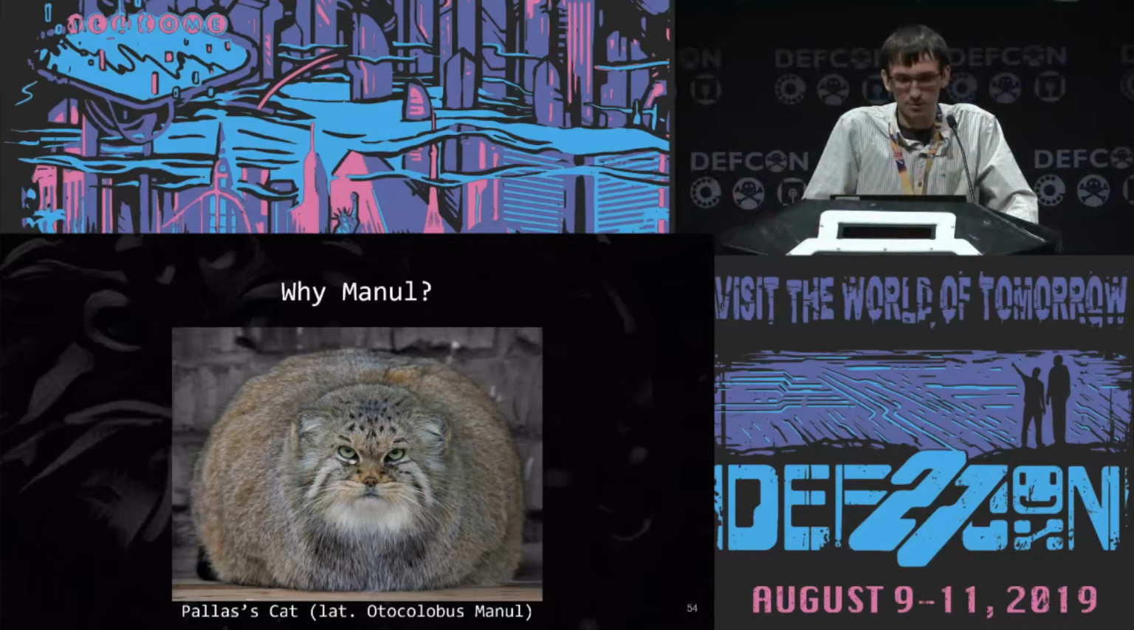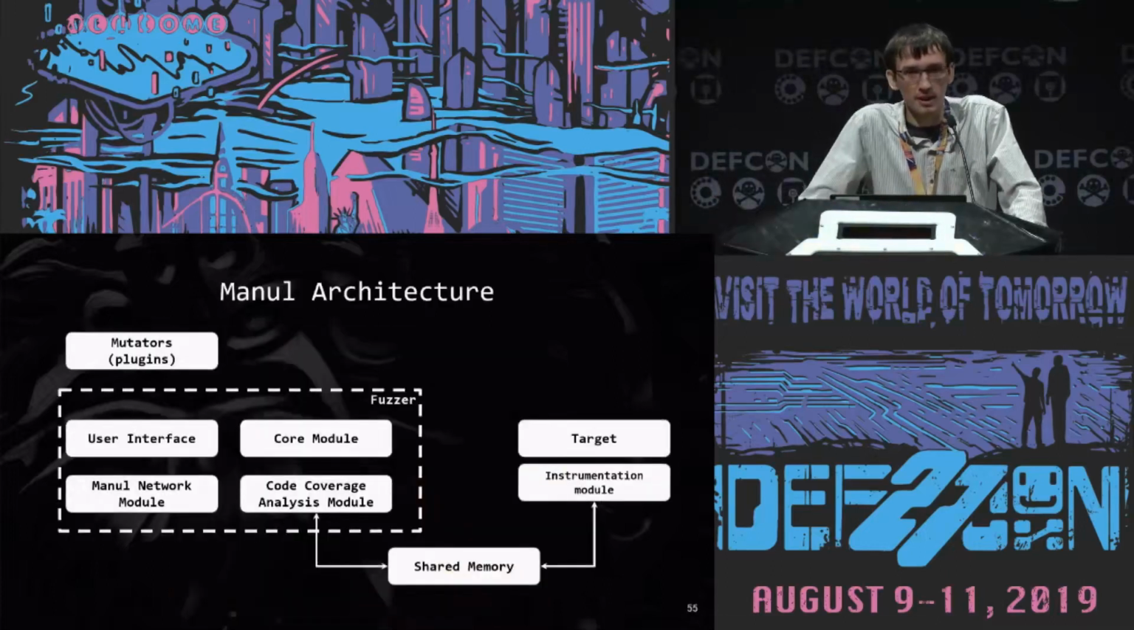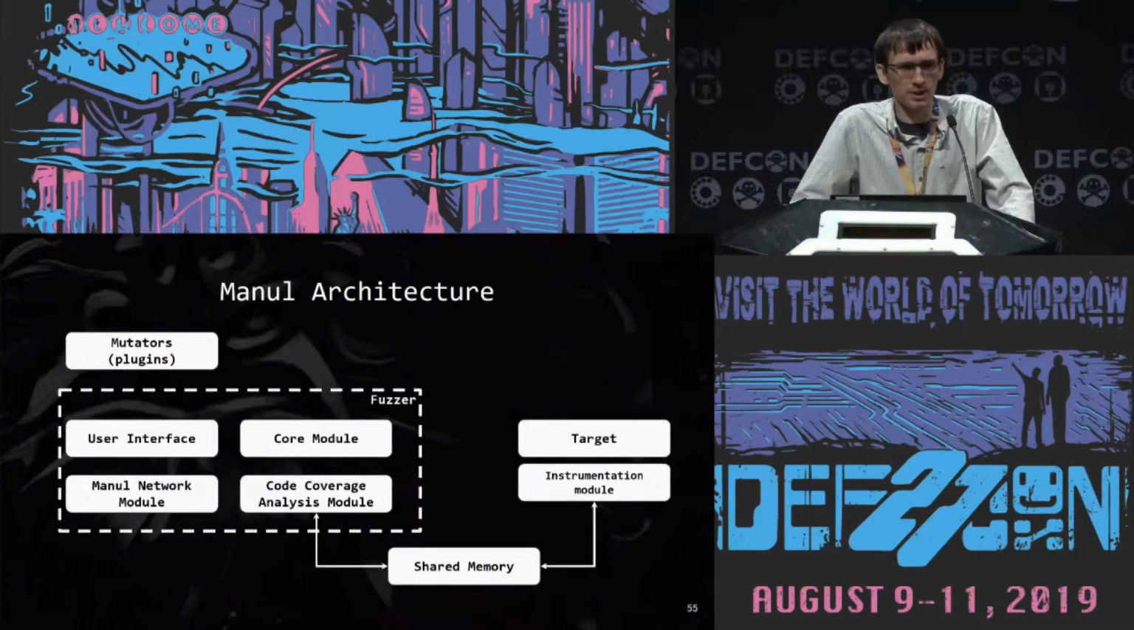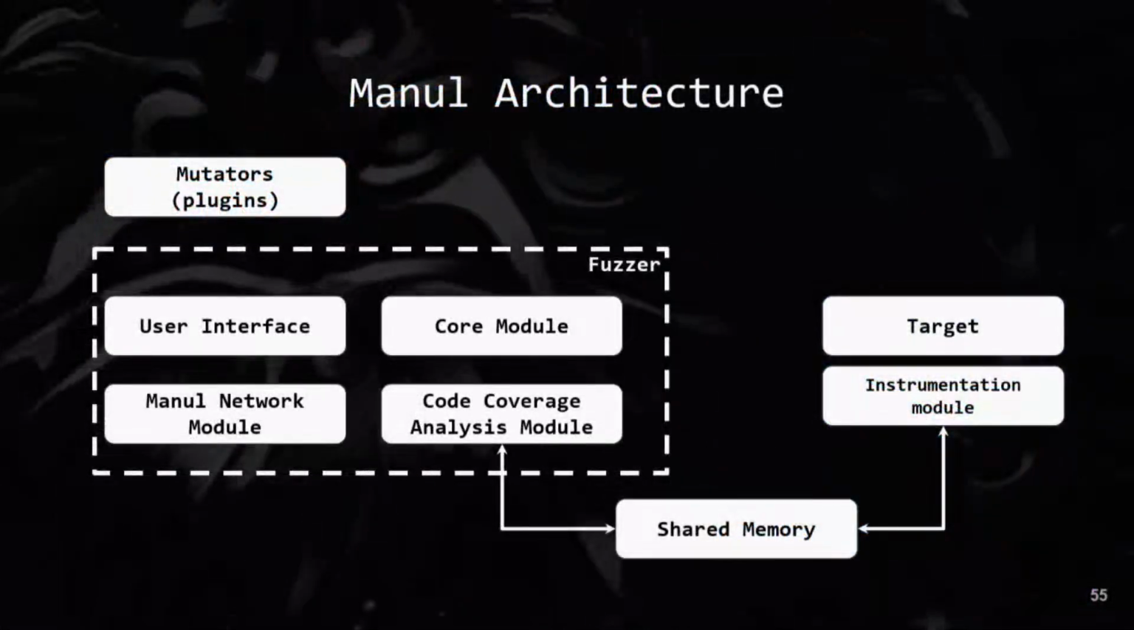Okay, moving forward. Let's talk about architecture. Of course, Manul employs a module-based design. You have network module, instrumentation modules, core, UI, and mutators implemented as plugins.